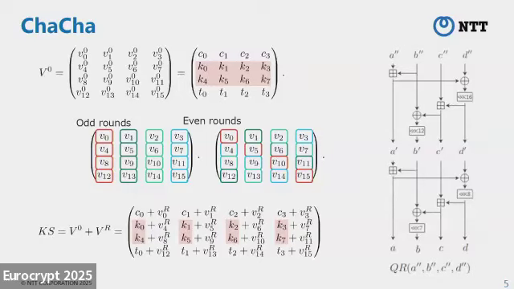So first, this is the structure of ChaCha. The internal state consists of a 4 times 4 matrix, and each element takes a 32-bit value. And the right one is the quarter round. For each odd round, we apply this quarter round to each column. And for every even round, we apply the same quarter round to each diagonal. And finally, after R rounds, we add the initial state, like this.